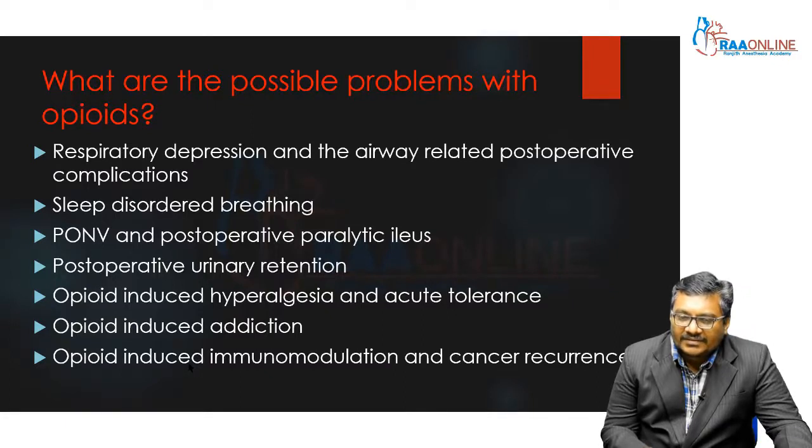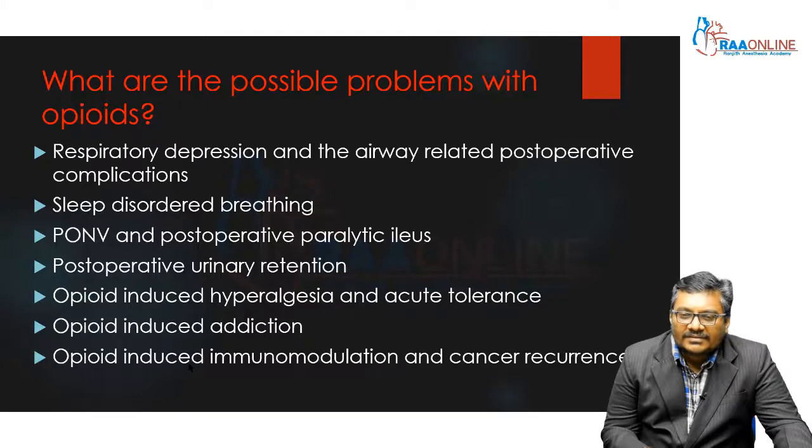Apart from these three known problems with opioids, there are some new problems which are emerging, or we are realizing them as more in-depth knowledge of physiology becomes known. Here we have opioid induced hyperalgesia, a new term, and opioid induced tolerance, which can be acute or chronic. Earlier they thought that opioid induced hyperalgesia was because of the chronic use of opioids. Now they realize that acute intraoperative usage of opioids also can land up in opioid induced hyperalgesia.